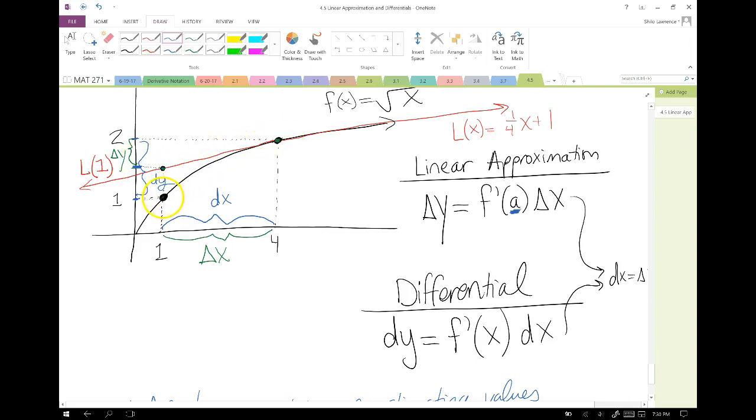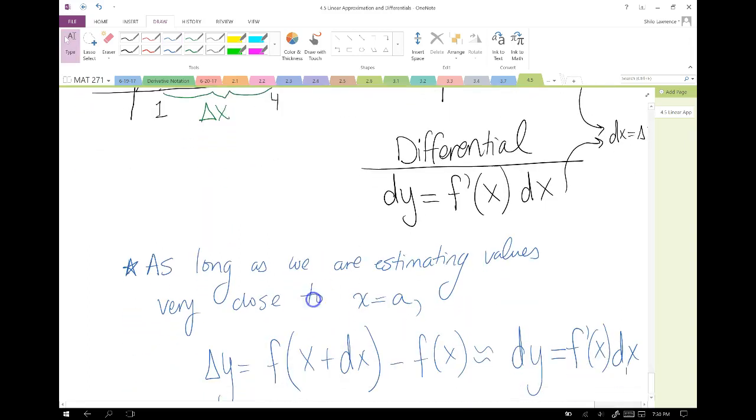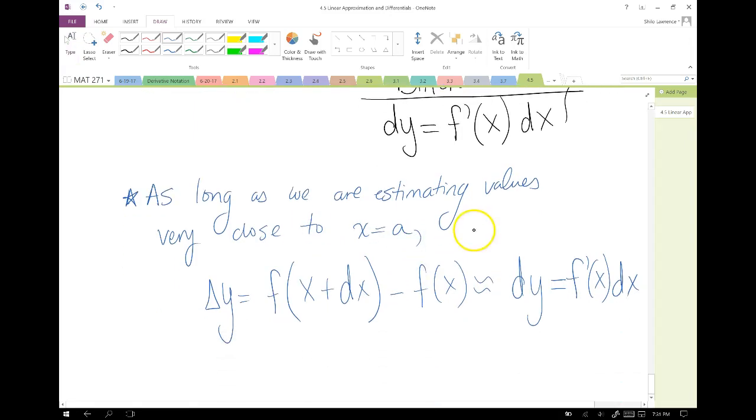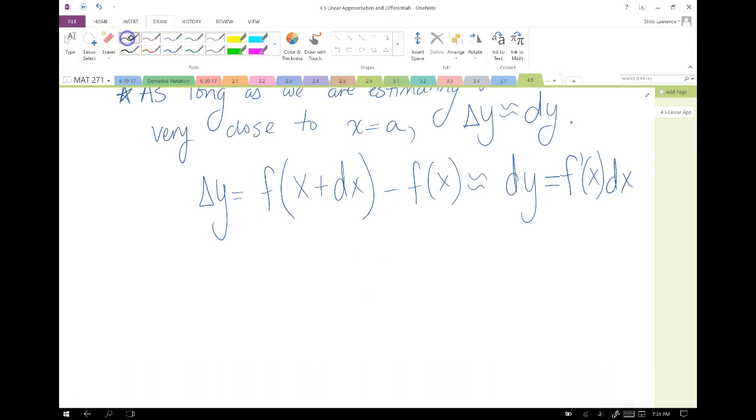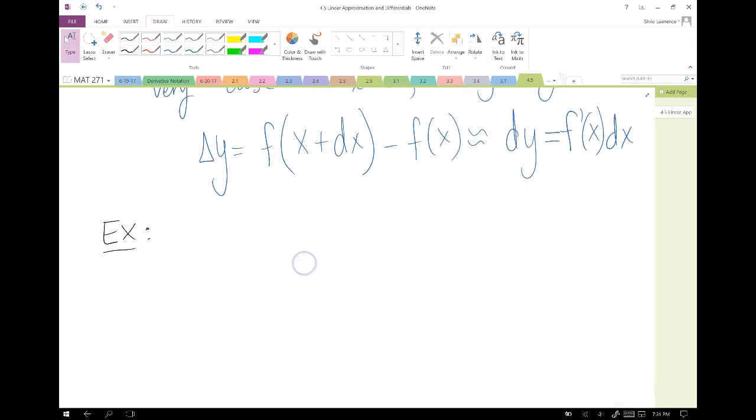If we follow the function, the difference in the old coordinate and the new coordinate is dy. As long as we are estimating values very close to x equals a, delta y is approximately the same as dy. If we move too far away from x equals a, then delta y and dy are not the same, as we saw when we tried to do square root 31. So for right now, really the only thing we're doing with differentials is just writing out what the differential is for a specific function.